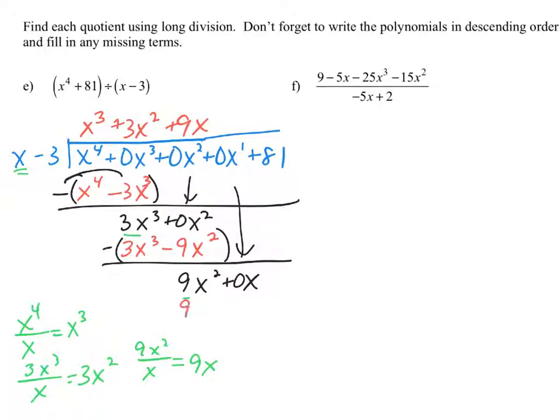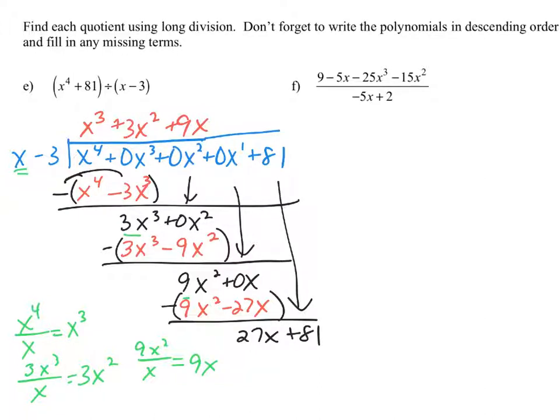9x times x is 9x squared, and 9x times minus 3 is a negative 27x. We're going to subtract this entire quantity. 9x squared minus 9x squared is 0, and 0x minus a negative 27x is 27x, and then bring down the plus 81. Now we'll take the first term of 27x and divide by the first term of x, and it goes in 27 times. So we're going to put a plus 27 above the line in the division setup and multiply by x minus 3.